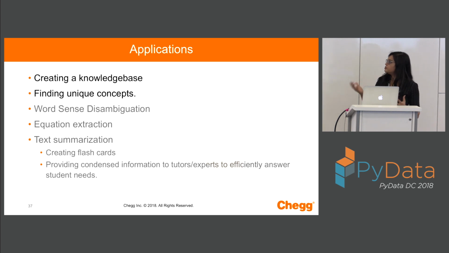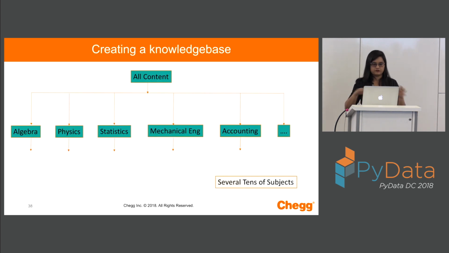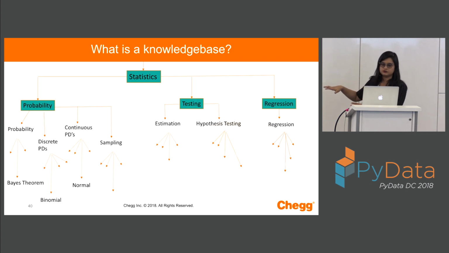So what do I mean by creating a knowledge base? We have all of the contents. At one level, we have the different subjects. It could be algebra, physics, statistics, mechanical engineering, and so on. And we have several tens of subjects. Then within each subject, you keep drilling down. Let's say I go into statistics. You have some high-level clusters: probability, testing, regression, and then you keep going down, inside discrete probability distributions. You can go down to binomial, Poisson, or discrete probability distribution. So basically, you create a knowledge tree, and then you tag all of your content with different nodes in the tree.